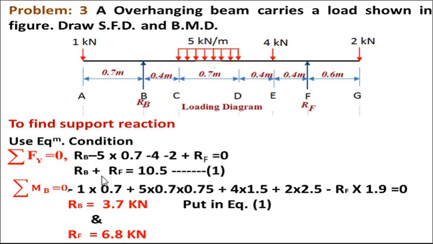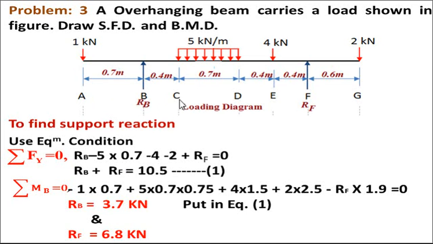So to find the reactions at B and F, we have to take the moment. So either you can take the moment at B or you can take the moment at F. So let us take the moment at B. So summation of MB is equal to 0. So first, 1 kilonewton concentrated load, anti-clockwise negative, and clockwise moment positive. So minus 1 into perpendicular distance, 0.7.